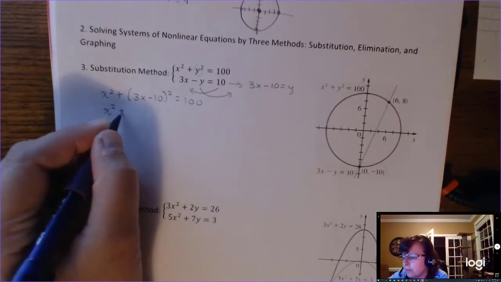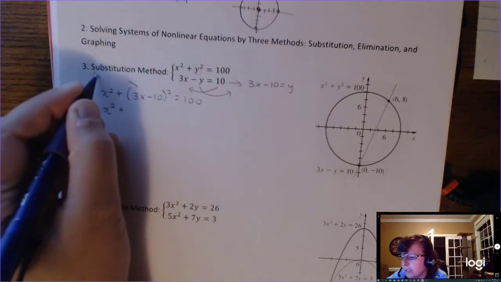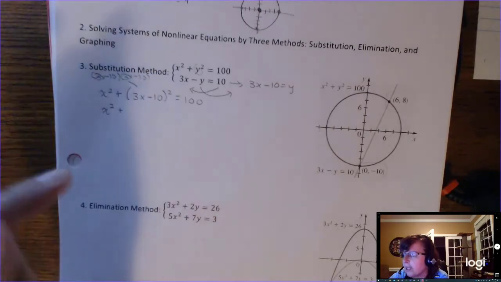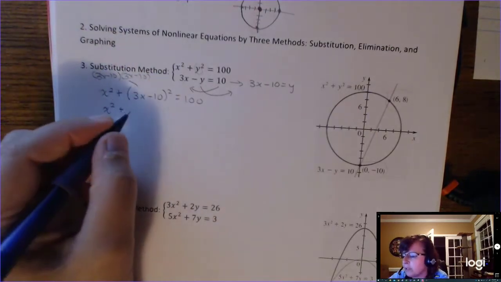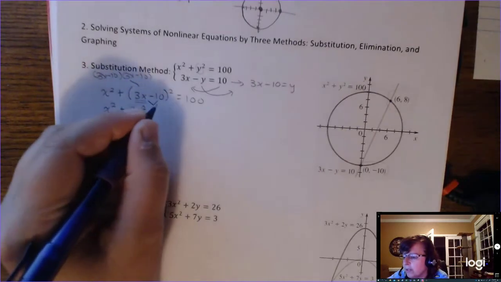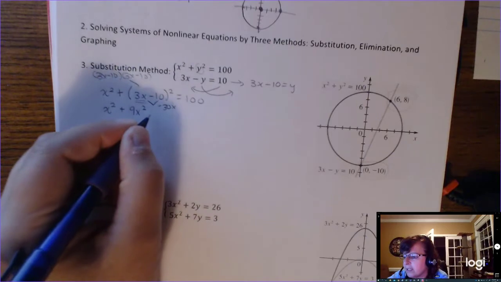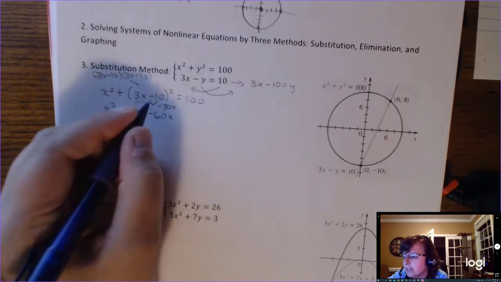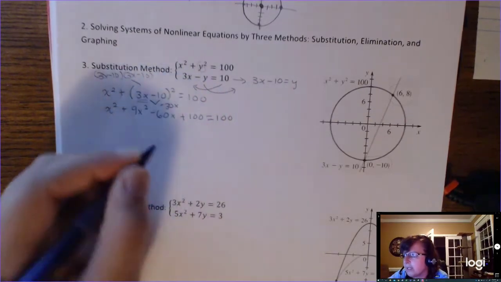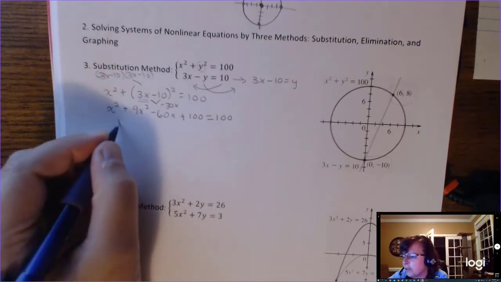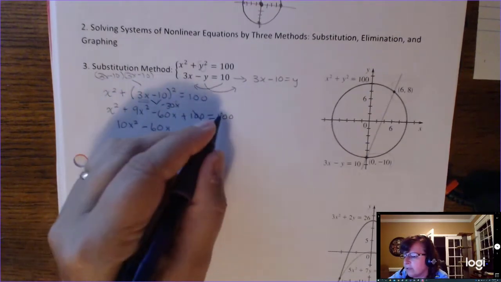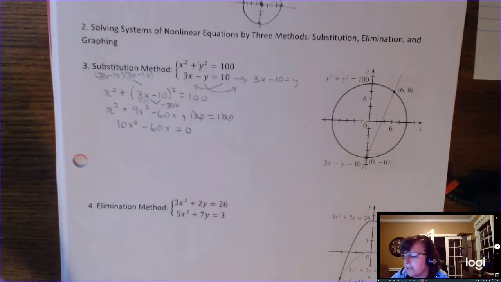So this means 3x minus 10 times 3x minus 10. And you can FOIL it out the long way, or you can use my little shortcut, which is square the 3x, which would be 9x squared. Multiply those two together, which would be negative 30x, and double it, which would be negative 60x. Square the negative 10, which would be positive 100. Alright, add like terms, you get 10x squared minus 60x, and these 100s will cancel since they're on opposite sides.